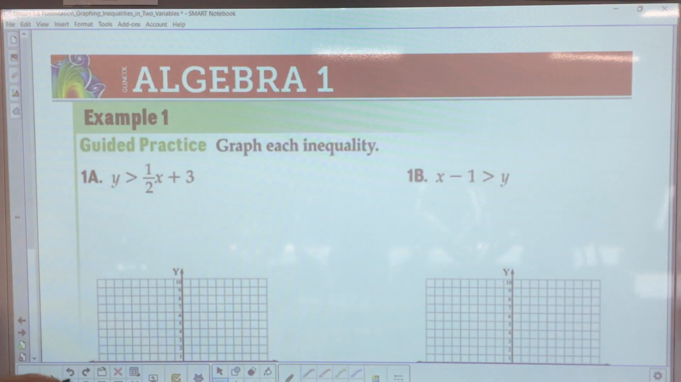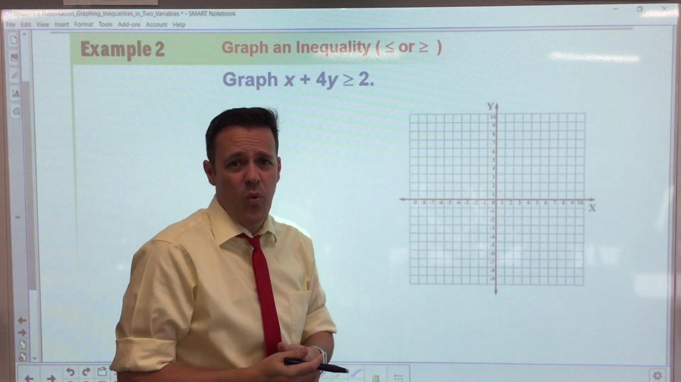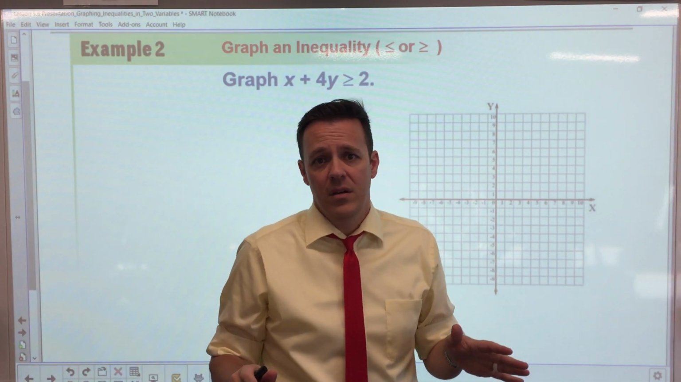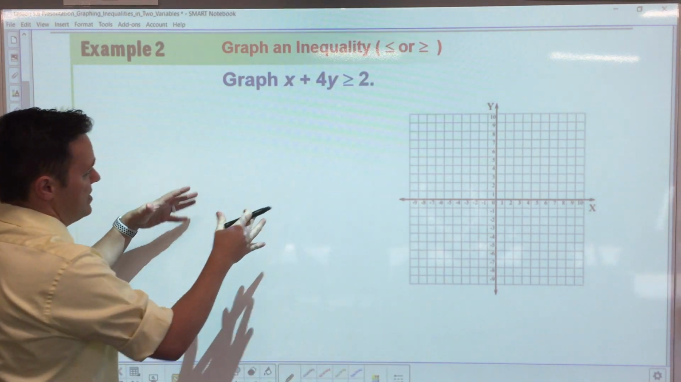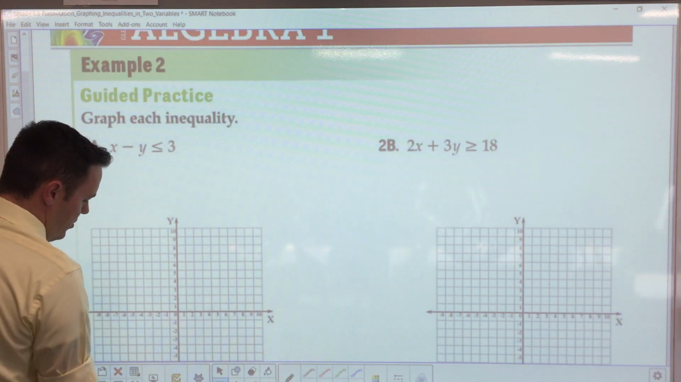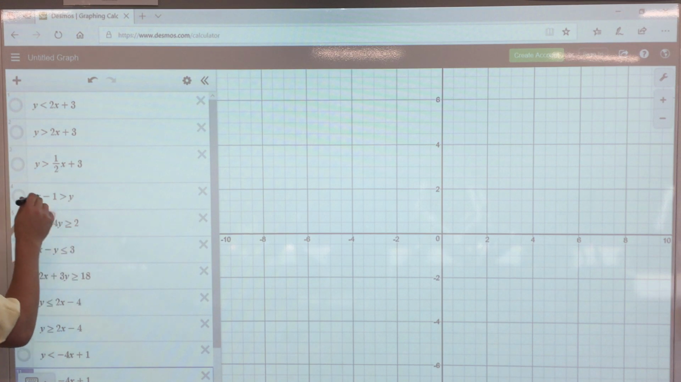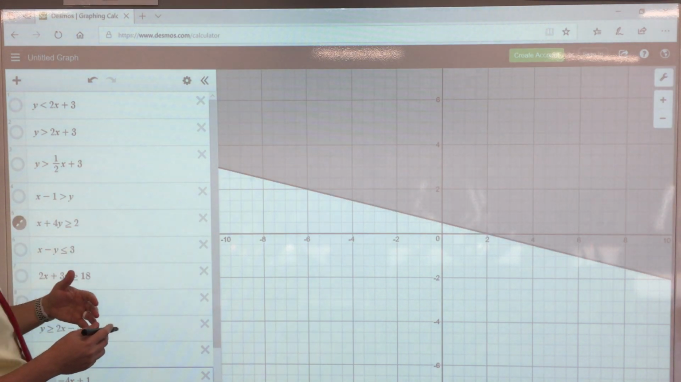The next one here, because I wanted to move quickly. Do I want you to rewrite this as y? No, I don't care. I want you to graph it to see what a picture looks like. Okay, and the same with these inequalities here. So please graph them out on Desmos right now and fill in your notes. Okay, the main reason to do all those is just to get an idea of what everything looks like.